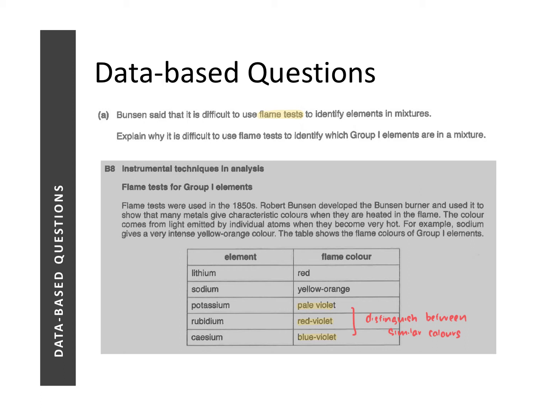Secondly, when you have a mixture of ions, the color that you see will be a composite of all of them, which makes it hard for you to distinguish the different colors that are present as well.